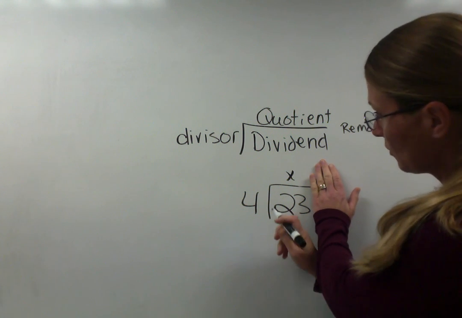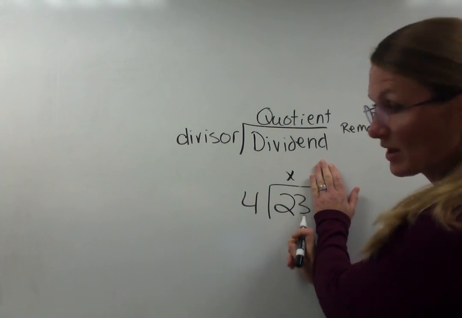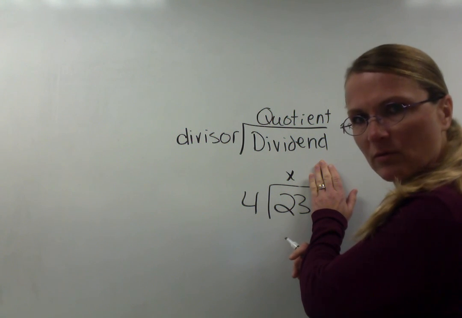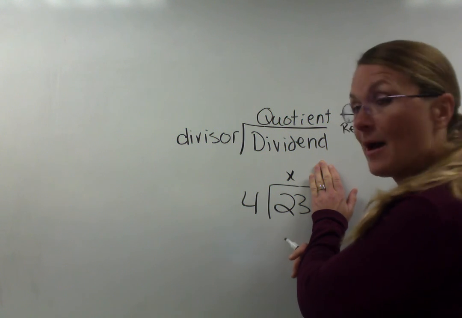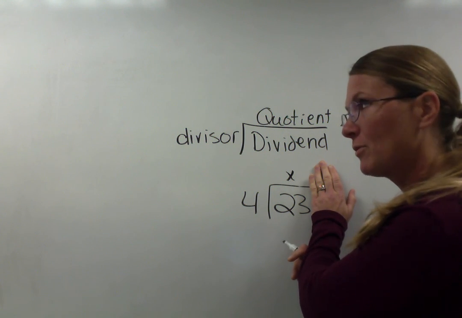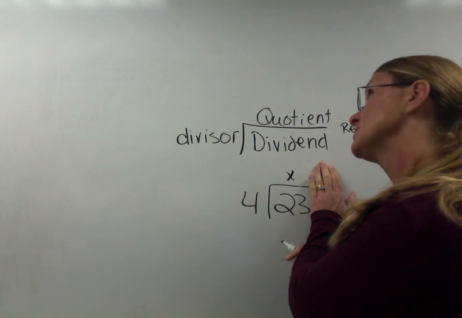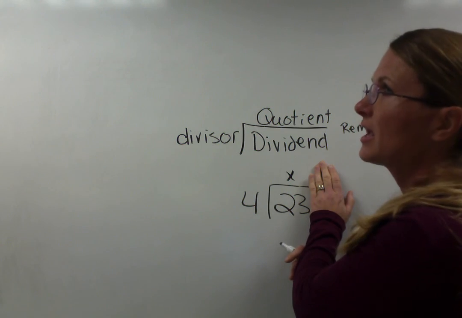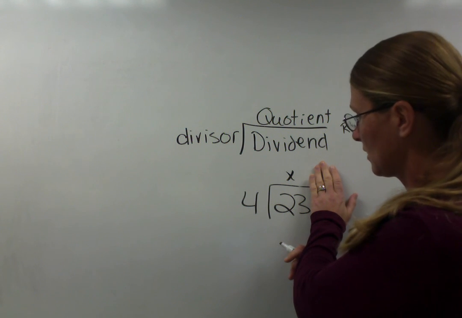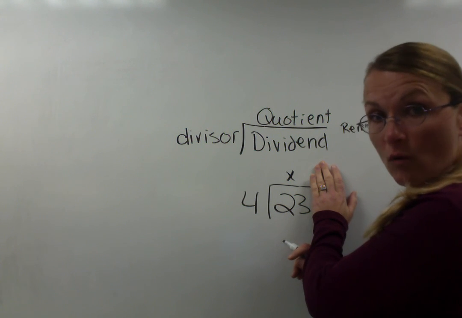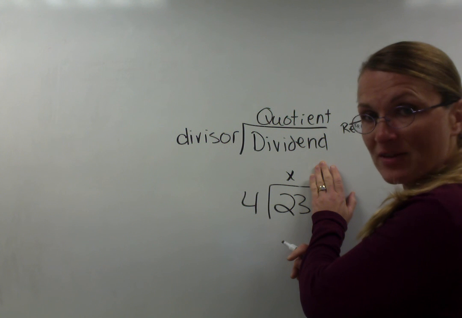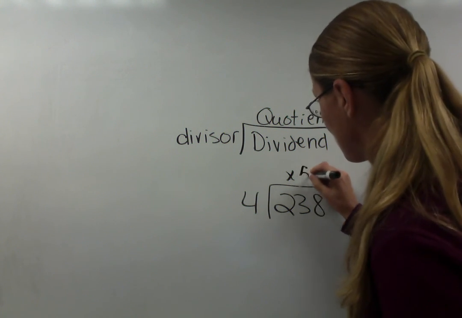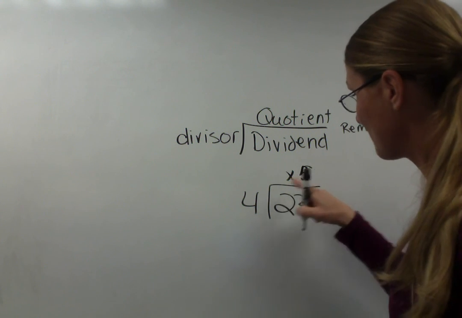Now we ask ourselves, does 4 go into 23? Well, yeah, if I have 23 of something, I can make groups of 4. How many groups of 4 can I make? Well, 4 times 1 is 4, 4 times 2 is 8, 4 times 3 is 12, 4 times 4 is 16, 4 times 5 is 20, and 4 times 6 is 24. I can't go over. So I don't have enough to make 6 groups because that would be 24. But I have enough to make 5 groups, which is 20.